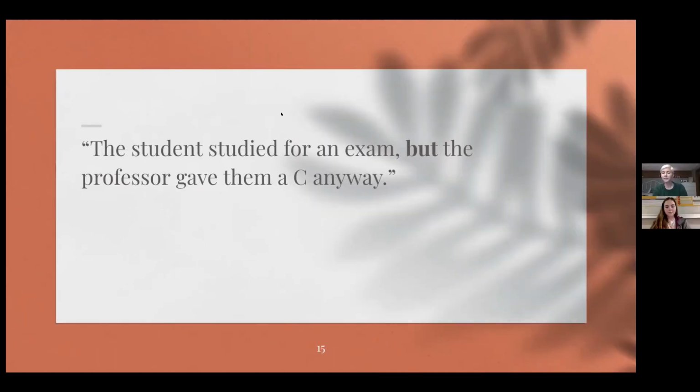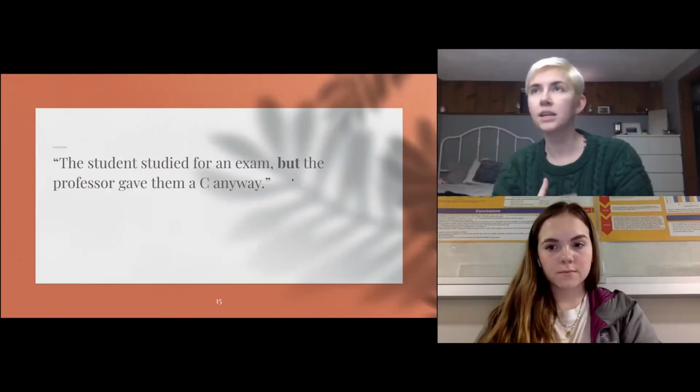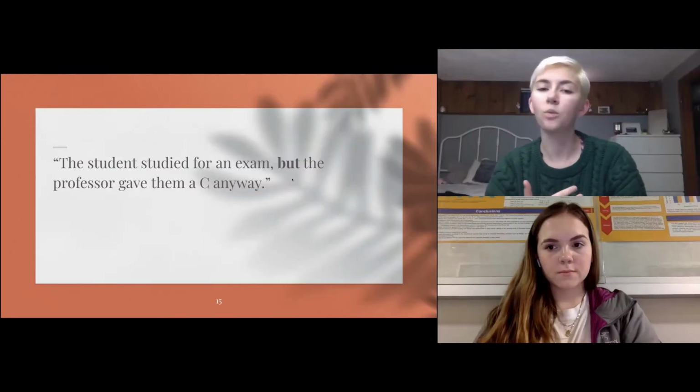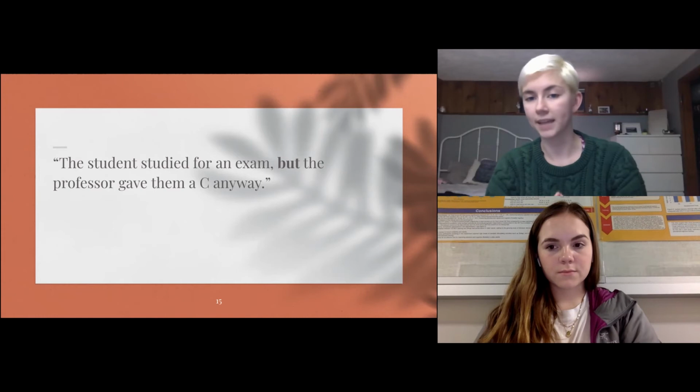In this example, I used but to bridge the two. So, the student studied for the exam, but the professor gave them a C anyway. The conjunction is just there to explain what the relationship is between the two sentences, or the two clauses. Why have you put them together into one sentence?